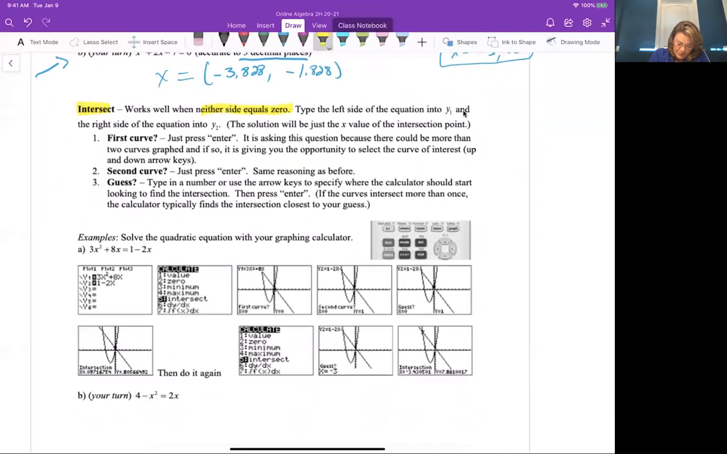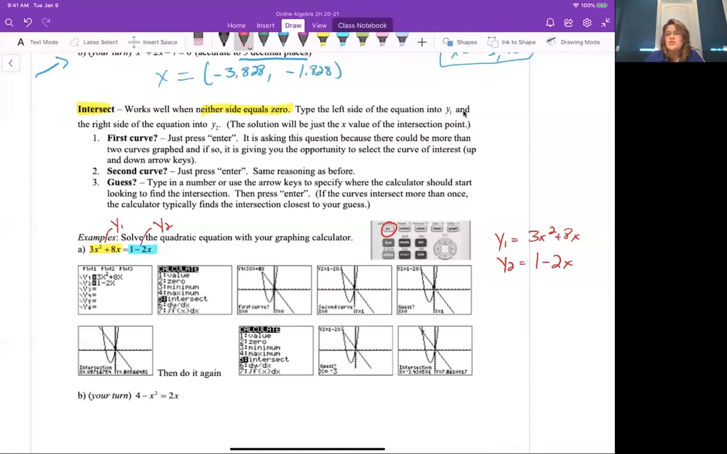Right here, this example 3x squared plus 8x, and then we have equals 1 minus 2x. Now you could move everything over to the left-hand side and get it in standard form, but you don't have to. You could quickly solve this using the intersect, and I'll show you how. So what we're going to do is go once again into y equals, and enter this part of the equation into y1, and then this part of the equation into y2. So you would have y1 equals 3x squared plus 8x, and y2 is equal to 1 minus 2x.